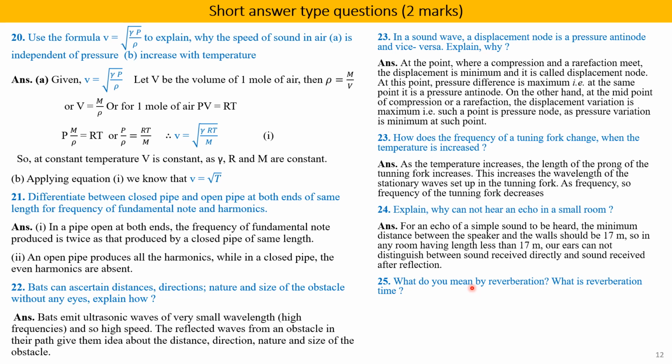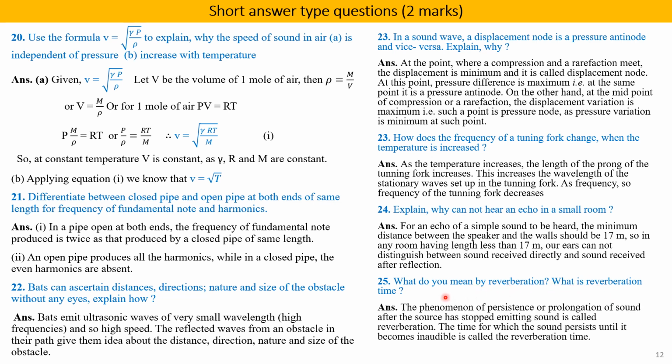Question number 25. What do you mean by reverberation? What is reverberation time? The phenomenon of persistence or prolongation of sound after the source has stopped emitting the sound is called reverberation. The time for which the sound persists until it becomes inaudible is called the reverberation time.